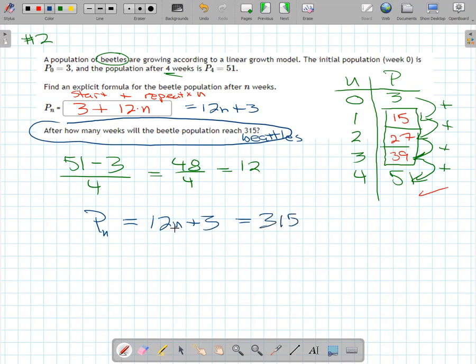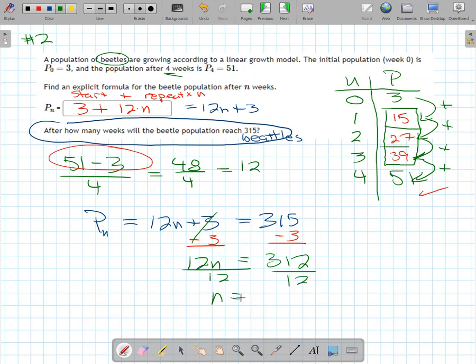So to solve this, I'll unwrap to get to the n. If I knew n, I'd multiply by 12, then add 3. Since I don't know n, I have to get rid of the 3 first, kind of like I did up there. 315 minus 3 is 312. Double check that on a calculator. 3 minus 3 goes away, that's 0. 0 plus 12n is 12n. And then I can undo that multiplication by dividing by 12. So n equals whatever that is.